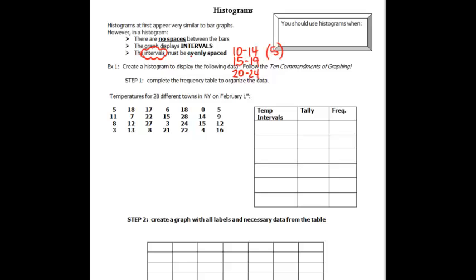This is very, very important. You can't have 10 to 14, 15 to 16, 17 to 25. Not allowed. You should use histograms when there are widely spread out data that needs to be grouped.